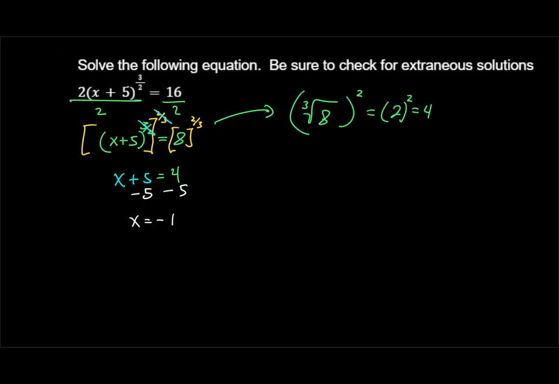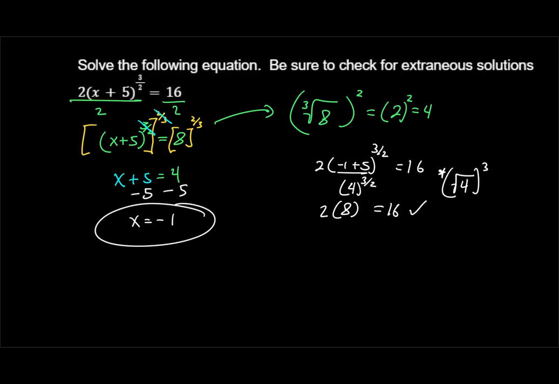So if I plug negative 1 back in to check, we have 2 times negative 1 plus 5 to the 3/2 power equals 16. Well, negative 1 plus 5 is positive 4. 4 to the 3 halves power would mean I am doing the square root of 4 to the third, which is, well, the square root of 4 is 2, and then 2 to the third is 8. So we'll have 2 times 8. Is that 16? Well, last I checked, 2 times 8 is indeed 16. So negative 1 does indeed solve the equation.